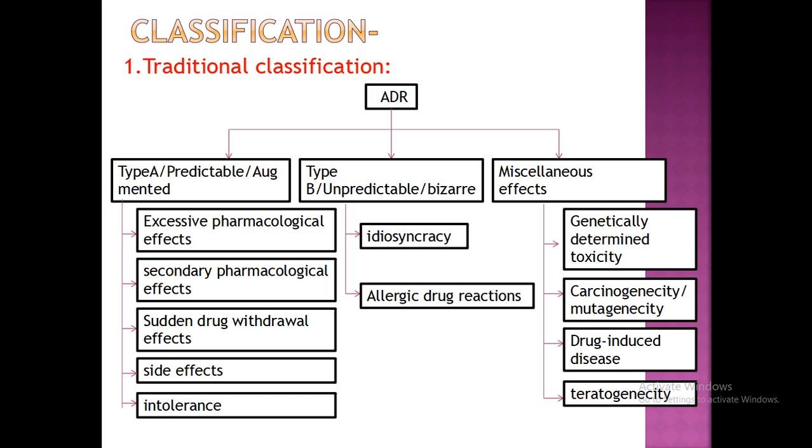So let's see about the classification of ADRs. ADRs are broadly divided into two types based on the traditional classification and novel classification. So the traditional classification is as follows. ADRs can be divided into three types according to traditional classification.